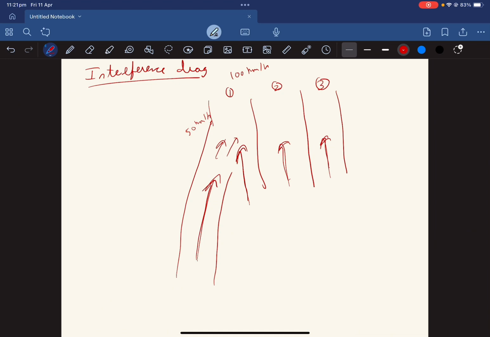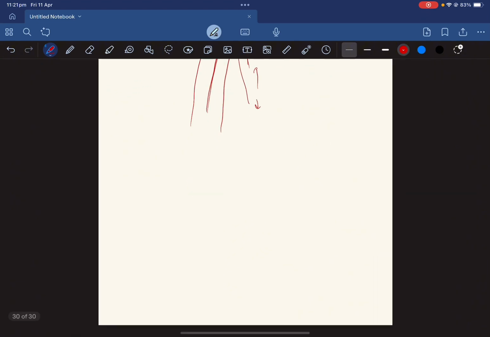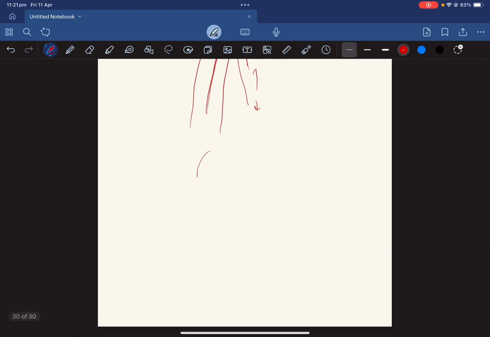And when it's merging with this, do you think the speed of this lane is still gonna be 100 kilometers per hour? Of course not, it's gonna reduce. This is due to the interference of traffic from this lane. Something similar is happening over here. Let's say this is your aircraft. This is the front view of your aircraft.